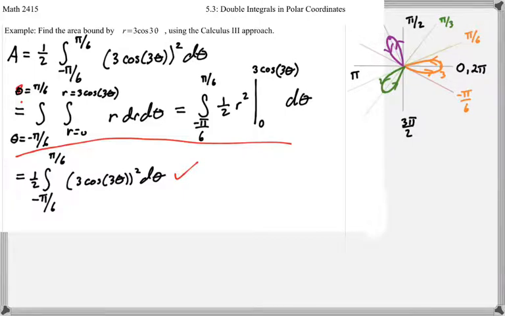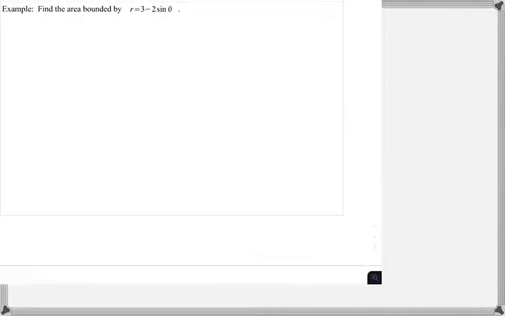So I think we're going to work on one more of just strictly polar, and then we're going to look at 2 examples where we're given something in the rectangular coordinate system, and then we'll convert it to the polar coordinates. That'll make it a little bit easier. So let's go to our next example here.